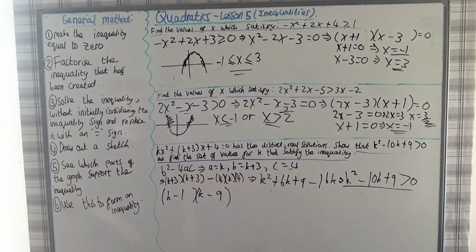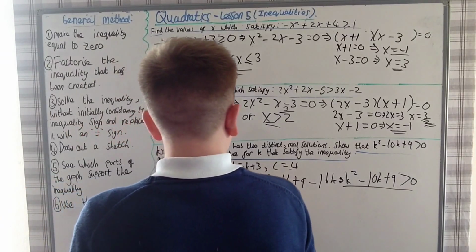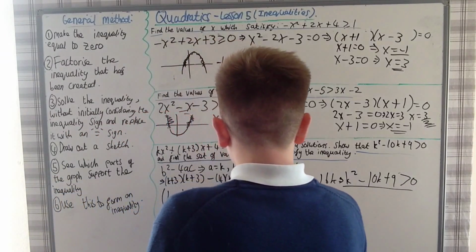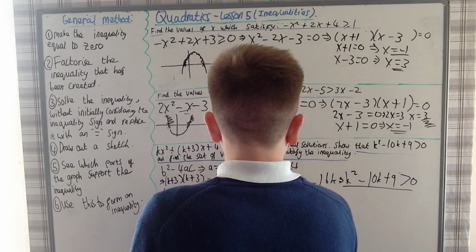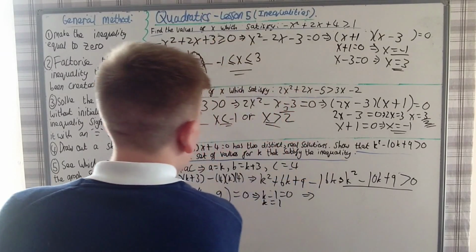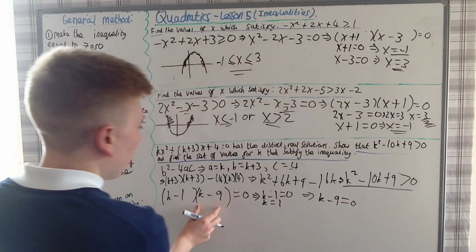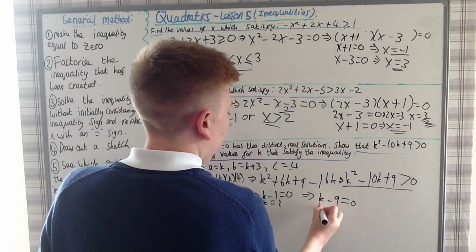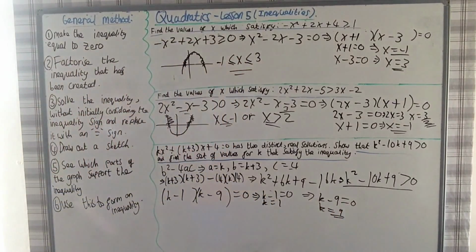So this works. Then we get the k squared from k multiplied by k. This equals 0. So once again, we solve. K minus 1 equals 0, so k is 1. And then secondly, k minus 9 is equal to 0. Okay? So k equals 9. So our two values of k are 1 and 9.